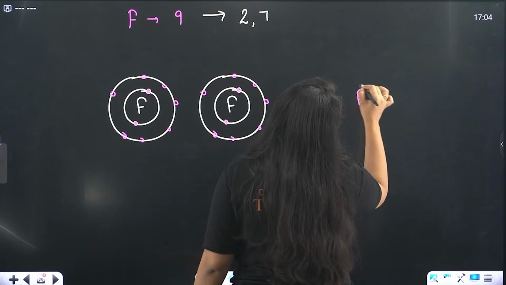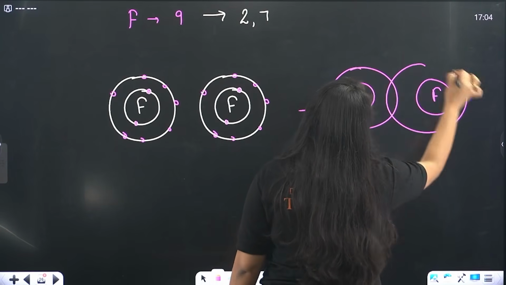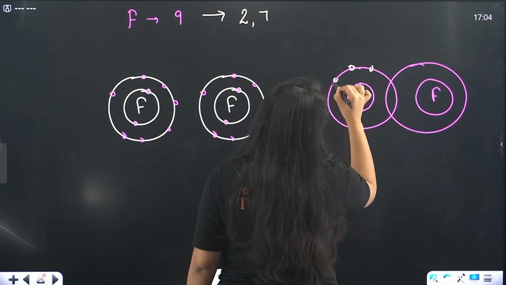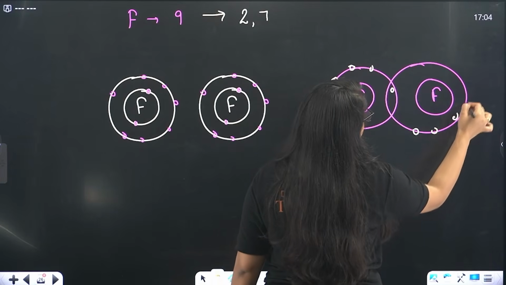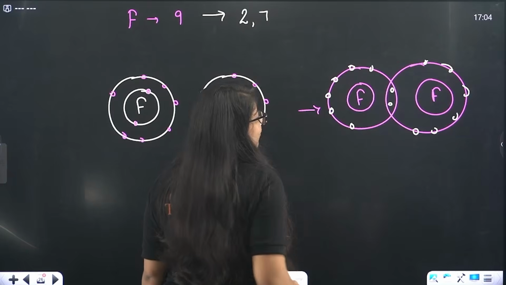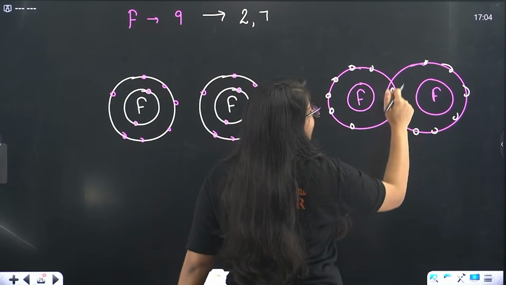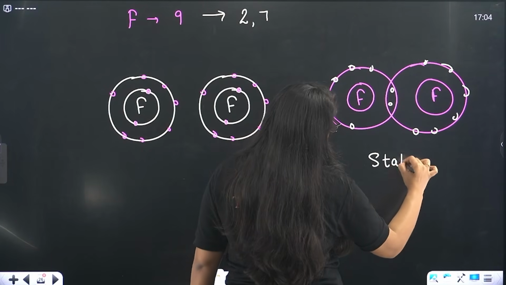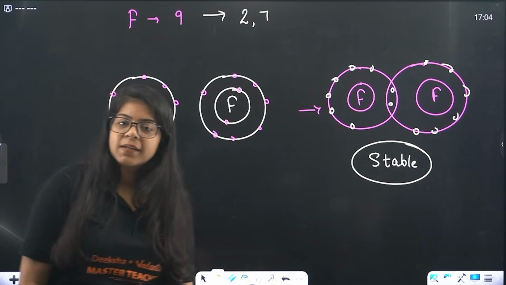Okay, done. Now what do they do? They again combine with each other and share their one electron with each other. 1, 2, 3, 4, 5, 6, the 7th electron fluorine shared. 1, 2, 3, 4, 5, 6, the 7th electron this fluorine shared. Now how many total electrons does this fluorine have? 1, 2, 3, 4, 5, 6, 7, 8. Octet is complete. And they are now stable. Done.